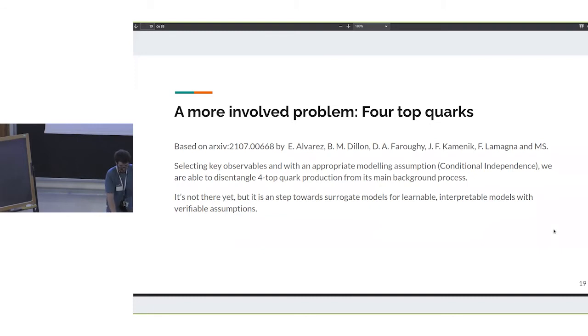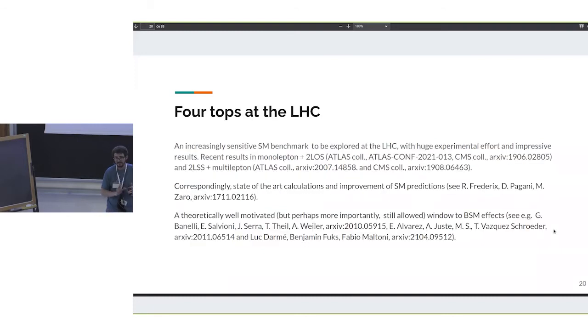So let me show why 4 tops is an interesting problem and why it's also a complicated problem. It's what we call an increasingly sensitive standard model benchmark to be explored. There is a lot of experimental effort. There are a lot of impressive results in what we call the monolepton and the 2-lepton opposite sign channel, and the 2-lepton same sign channel and multi-lepton. I'll focus on the last one and I'll show what it means to say 2-lepton same sign and multi-lepton.